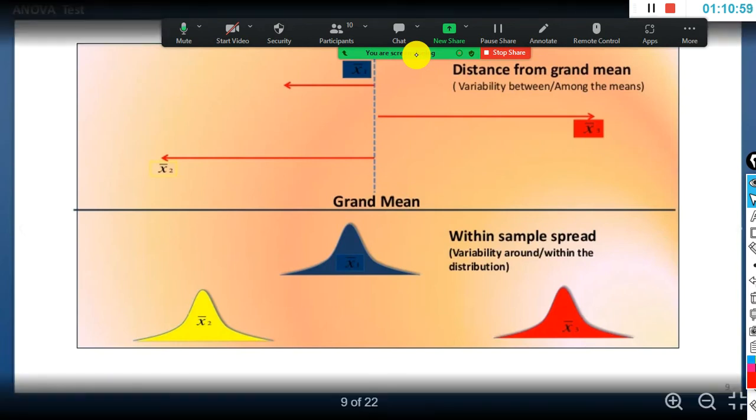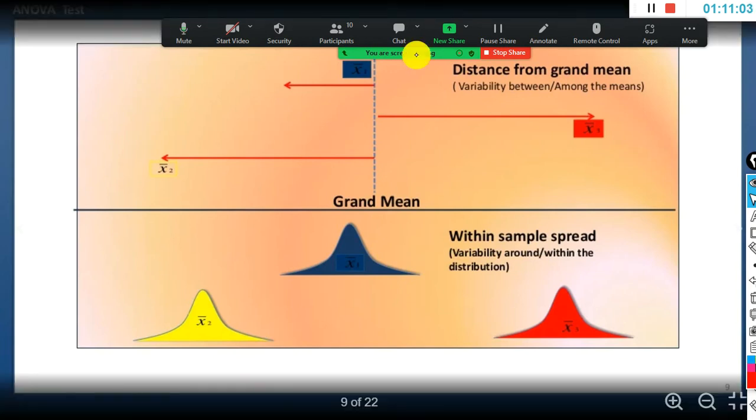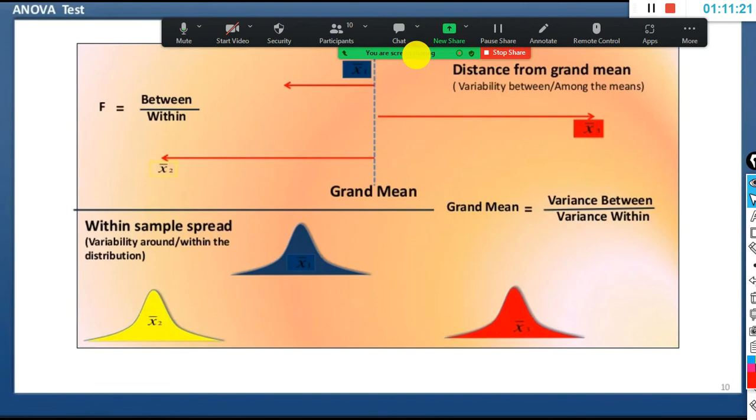How far each value is away from this group's mean. So what is the mean of this group? x2 bar. Let's say you have a value here, you have a value here, this is falling in the middle. How far is this value from this? Within this sample, what is the variation? How far each group's mean is away from the population mean. So this one divided by this one.